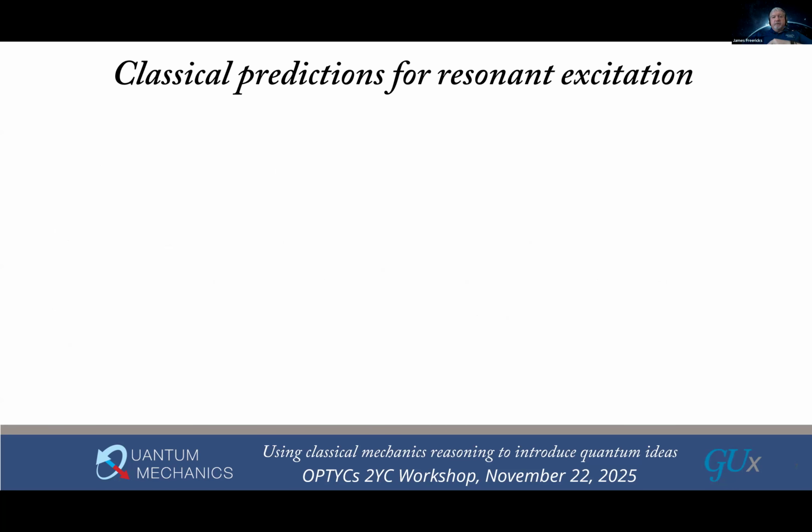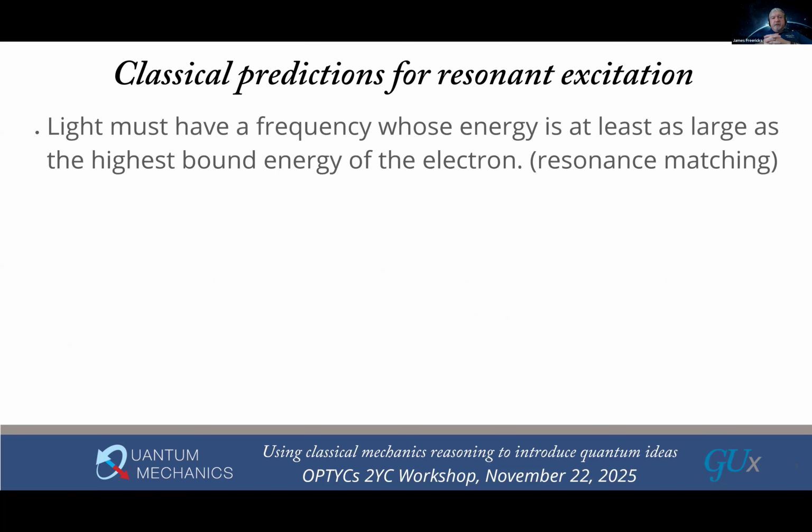But this now leads to a number of classical predictions for resonant excitation. The first one is that the light must have a frequency that matches essentially the frequency, or you can think of it in terms of energy, matches the energy, the bound energy of the electron. So you have to have resonance matching. And because the trapping frequencies can't go all the way to zero because electrons don't just spontaneously come out of metals, there must be a minimum frequency.